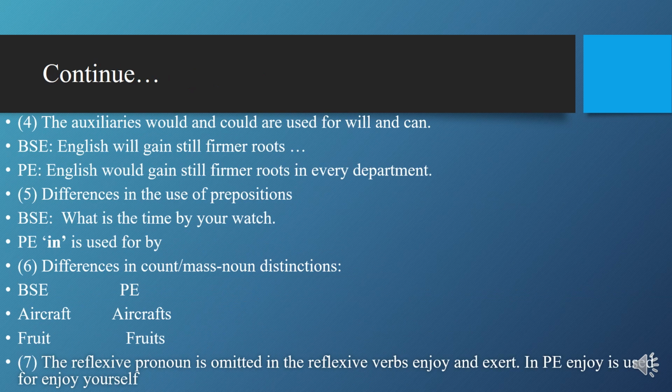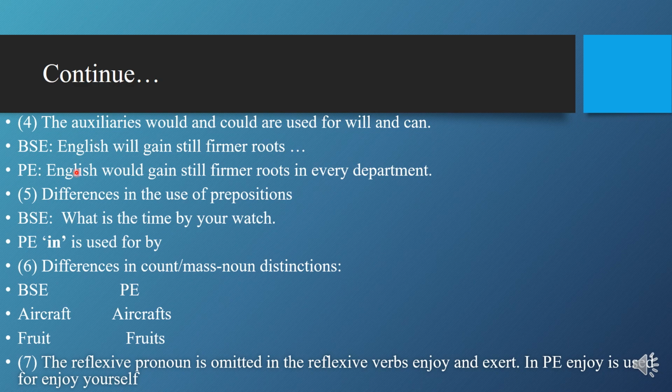The fourth characteristic is that the auxiliaries would or could are used for will and can. British English uses will, and Pakistani English uses would. For example, "English will gain still firmer roots," but in Pakistani English we will use this sentence: "English would gain still firmer roots in every department."